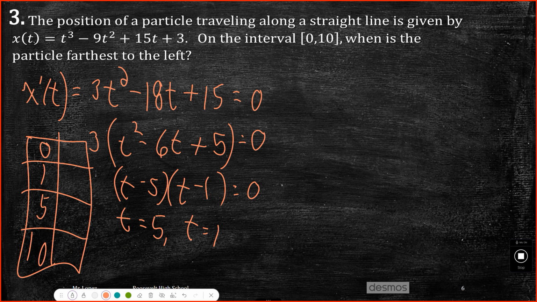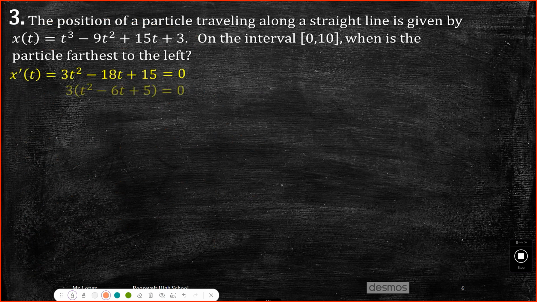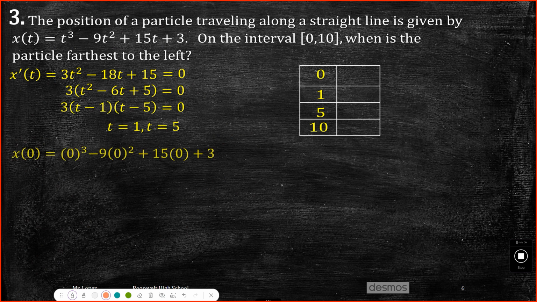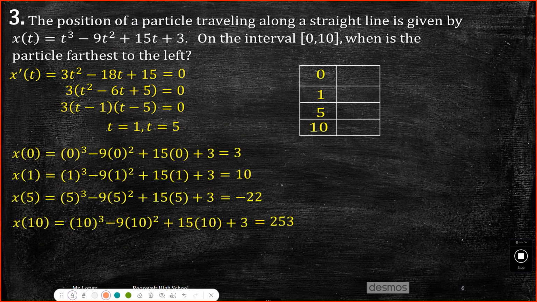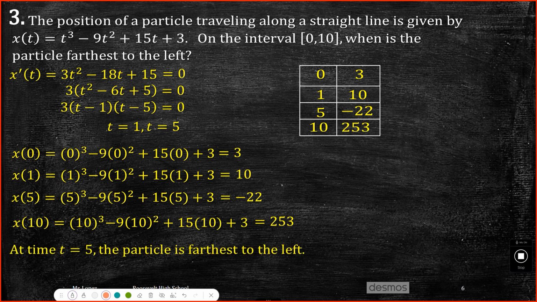And then plug it back into this position function to find when it is the most negative, out of all of them the lowest would be it, no? Or whatever, the furthest to the left on the number line. So it is going to be at x of 5, farthest to the left.